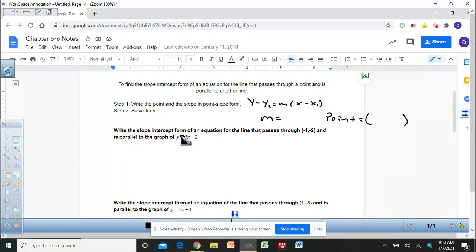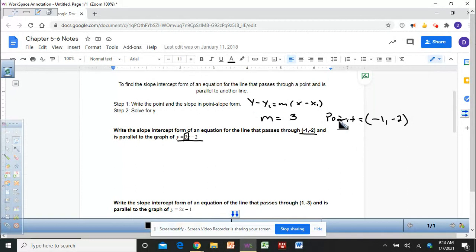So write the slope intercept form of the equation that passes through -1, -2, and is parallel to this. So we need two things. We need a point, which they told me is -1, -2. Now I need a slope. Well, we just talked about parallel lines having the exact same slope, meaning if I know the slope of one equation, I know the slope of the other equation. So the slope of this equation is 3, because slope is the number in front of x, meaning the slope of this equation is going to be 3.